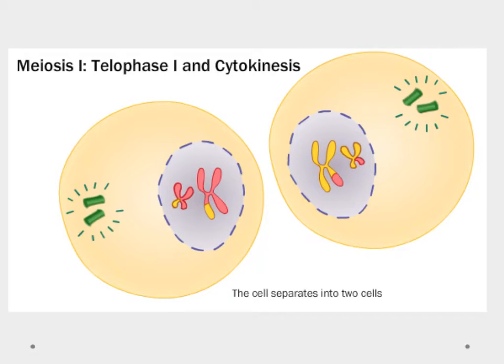Okay, and the end of meiosis 1 is with telophase 1, and in telophase 1, you'll notice that the spindle fibers are all gone here. You'll notice that the nuclear membrane is starting to form, and we've also had cytokinesis, so we've split into two different daughter cells. So you can see we went from one cell to two cells, just like we see in mitosis.